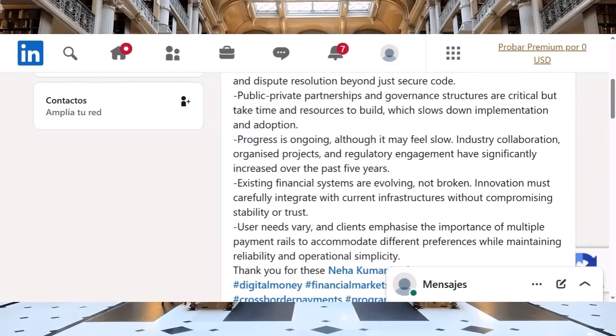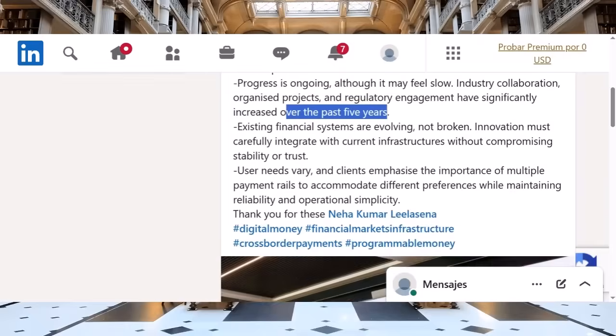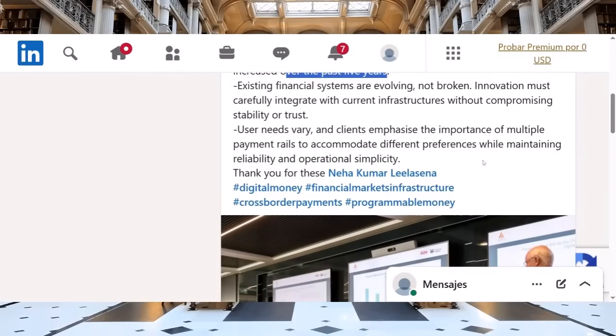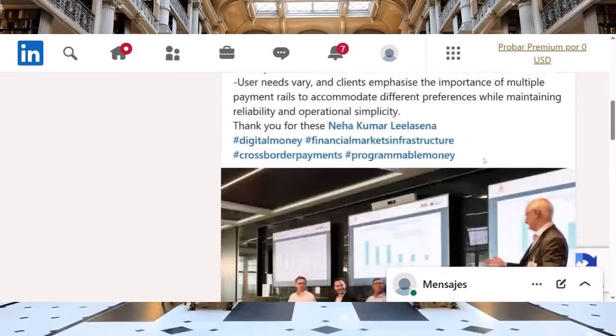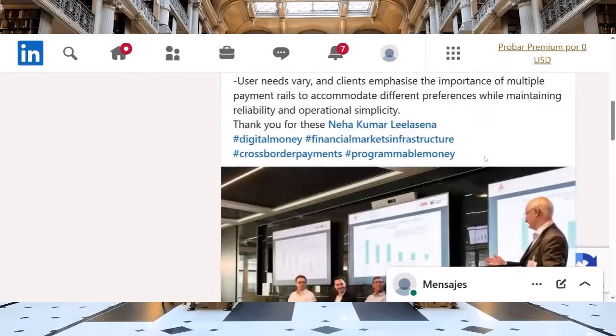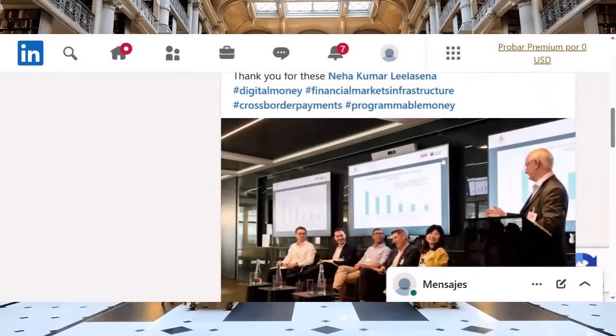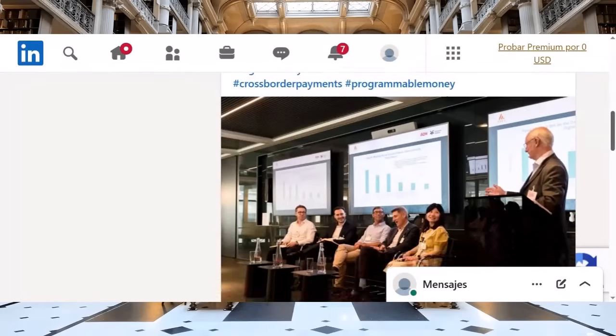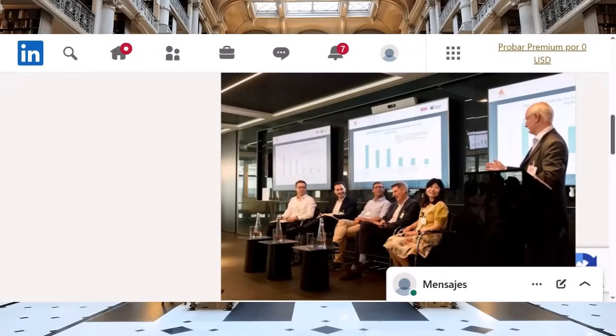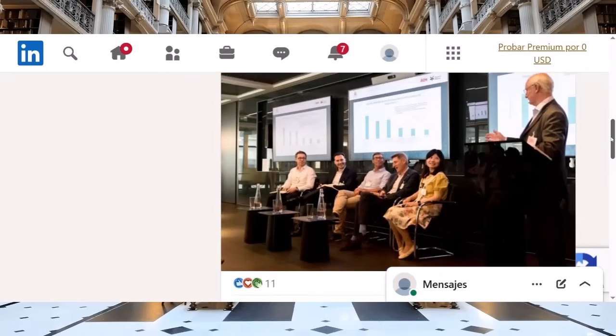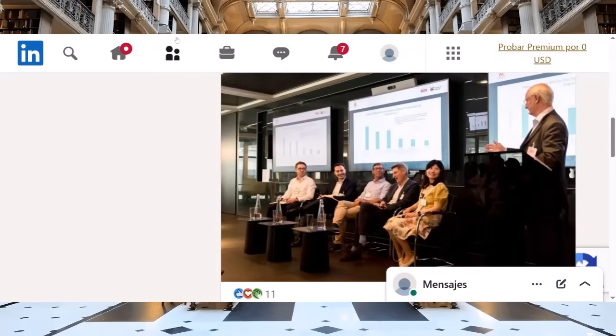See, they recognize what we're talking about. Industry collaboration, organized projects, regulatory engagement has significantly increased over the past 5 years. Don't ever forget about that part. Because while this was all built, ladies and gentlemen, understand that at some point, especially with mandates, it will all come into fruition. And you'll appreciate taking the time to understand these technologies and why they matter moving forward. So there you guys have it.